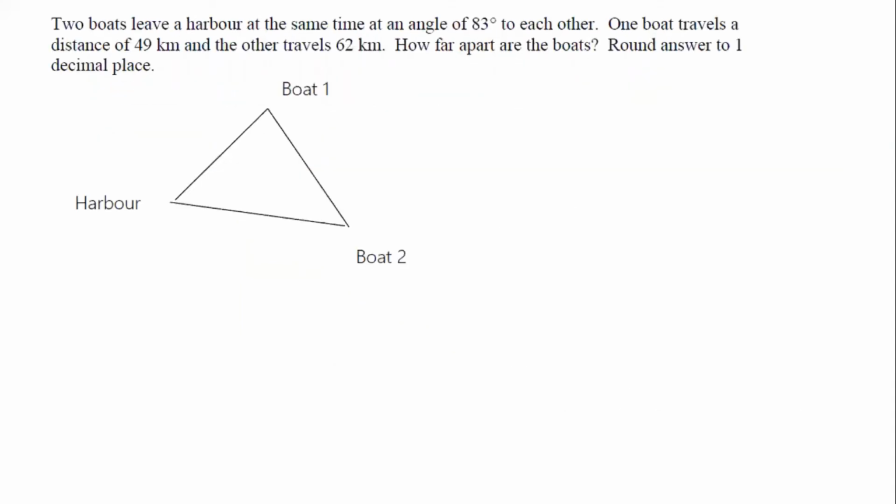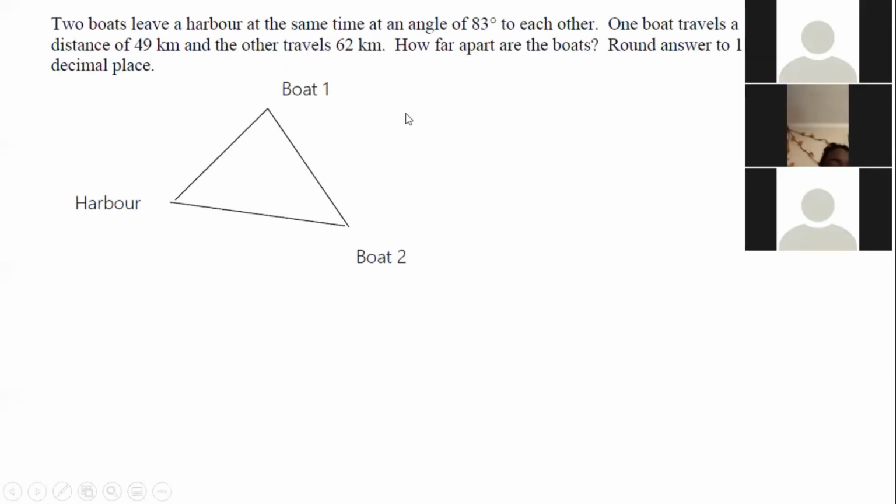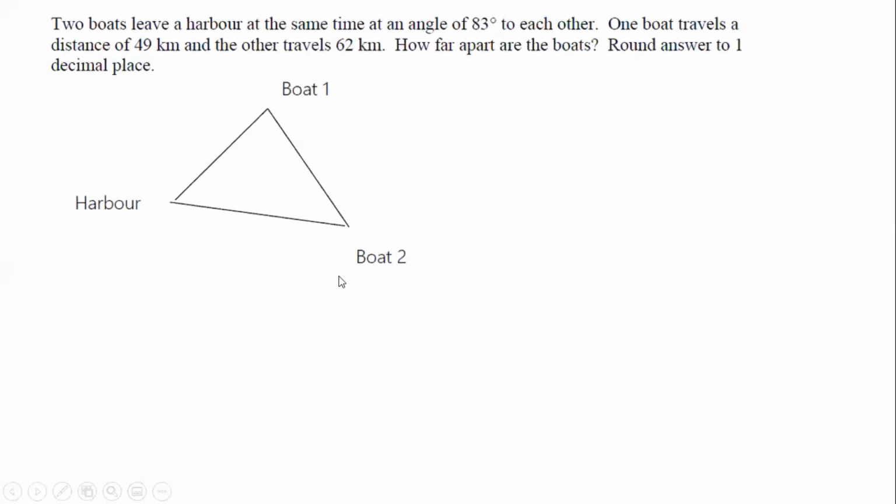2 boats leave a harbor at the same time, and they make an angle of 83 degrees with each other. One boat travels 49 kilometers, the other boat travels 62 kilometers. How far apart are the boats? And round the answer to 1 decimal place. Okay. Where does this 83 degree go? Where does the 49 go? Where does the 62 go? So I have this started off over here, but I need to know where to put all of these numbers that I have in the question. Can anybody help me out with that?